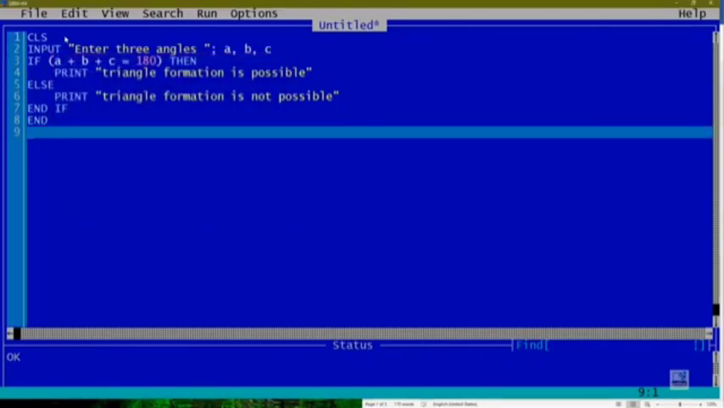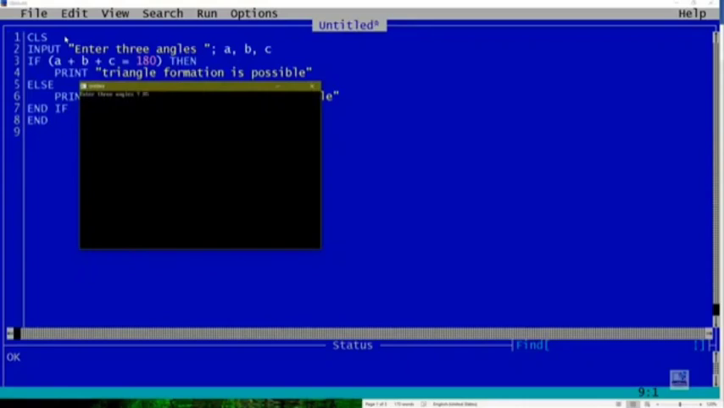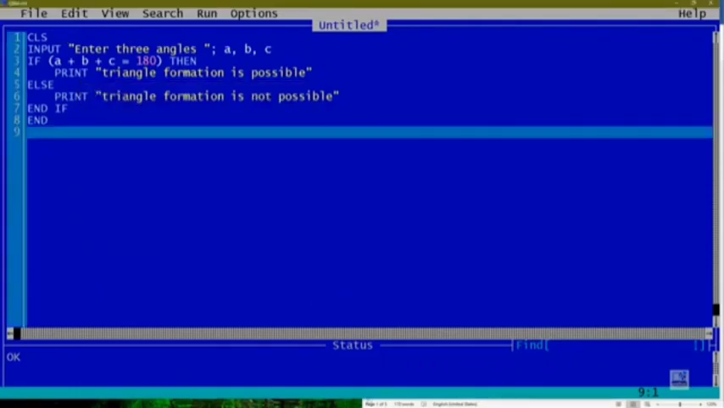Try again, execute F5. Now let us try 85, 90, 74 suppose. So triangle formation is not possible because the sum will not come up as 180. Clear?